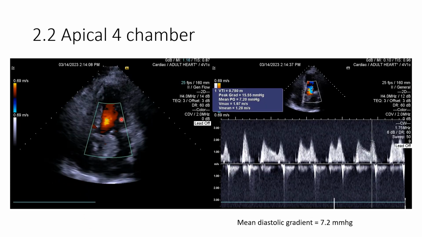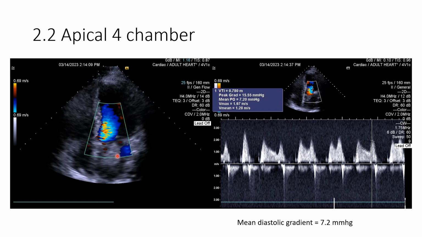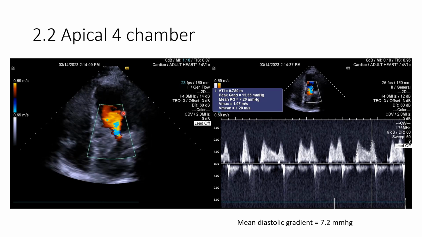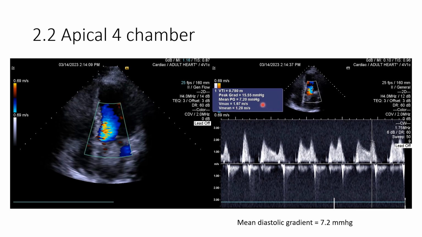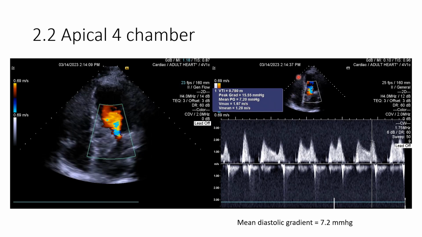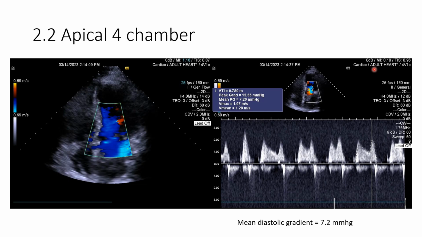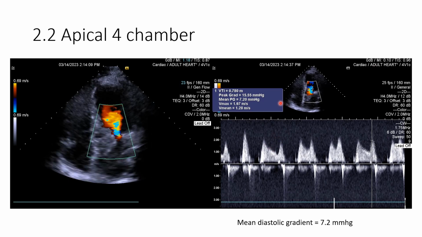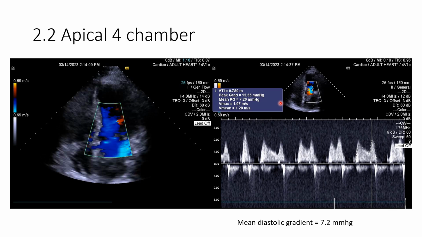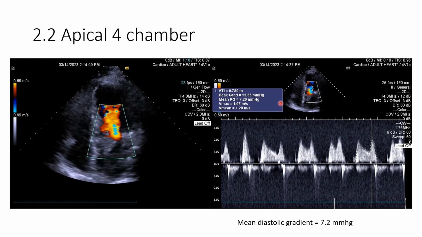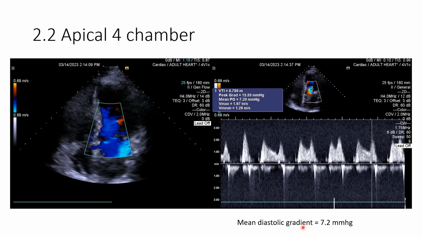As you can see, the aliasing is seen in the forward flow, and on continuous wave Doppler we can appreciate a gradient of 7.2 millimeters. This can increase in the case of exercise, when the patient is doing her ordinary activities, which gives her dyspnea.